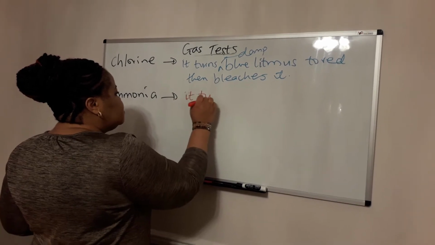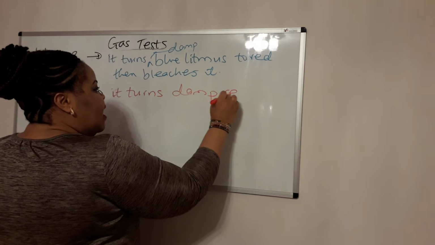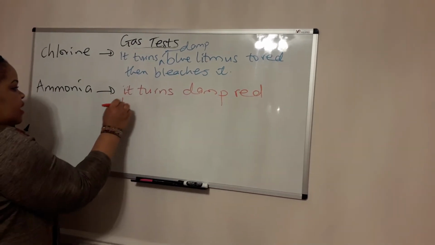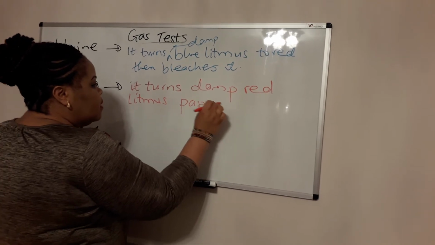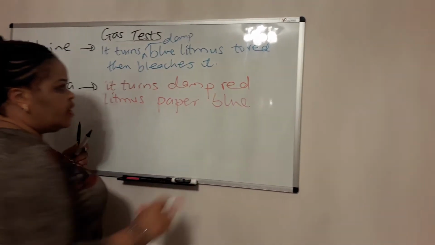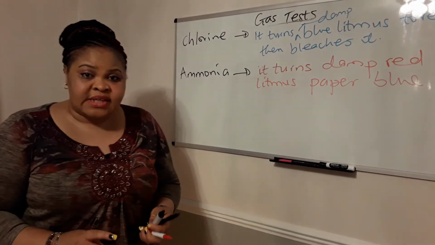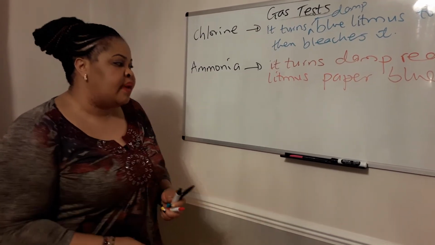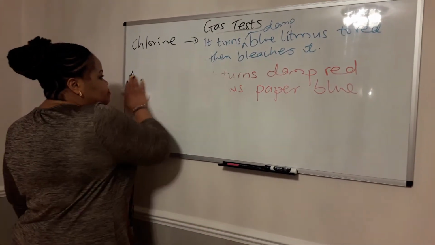So it turns damp red litmus paper blue. These are the gas tests that you're going to meet with. I have looked at the gas test because I'm putting everything in one place. I'll just quickly look at the bromine water test as well.